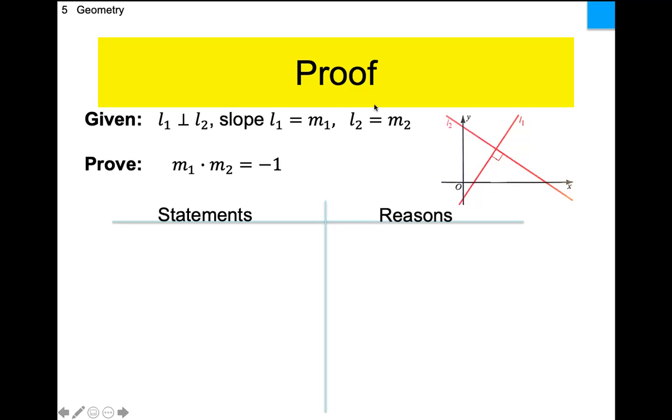And somehow we need to prove that if you multiply the 2 slopes together, we get -1. Once again, a seemingly impossible thing to do since there's no numbers here. Literally, there's no number involved whatsoever here. I don't know any of their slopes. All right. So how are we going to do this?